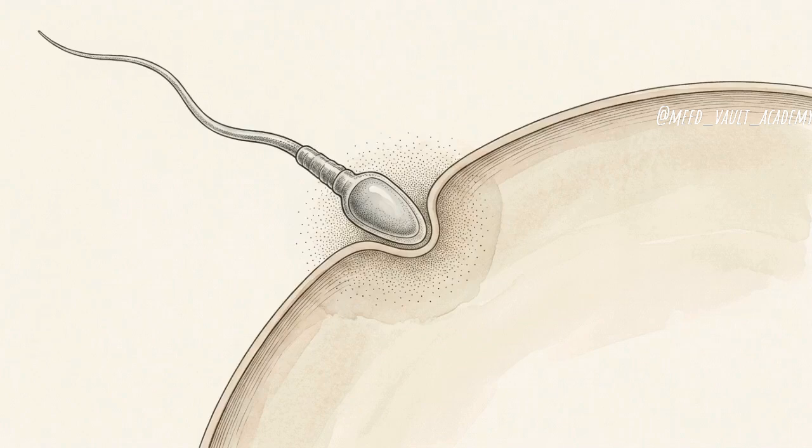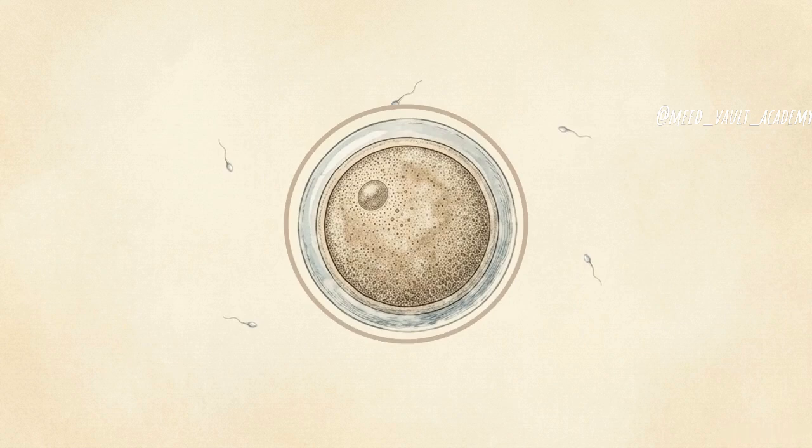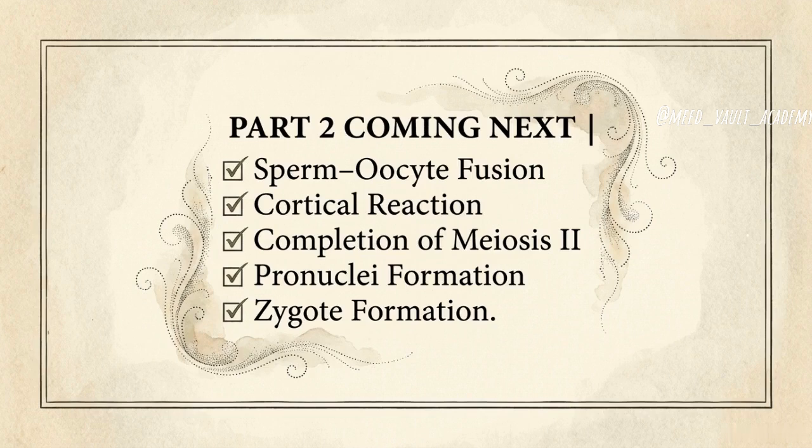The biochemical gauntlet has been cleared. The gametes have made physical contact, setting the stage for the fusion of two cells into one. The moment these membranes fuse, the oocyte will trigger an immediate cascade of reactions that permanently seals the egg against any further sperm entry. In our next module, we will explore those immediate consequences, from the cortical reaction to the final formation of the zygote.